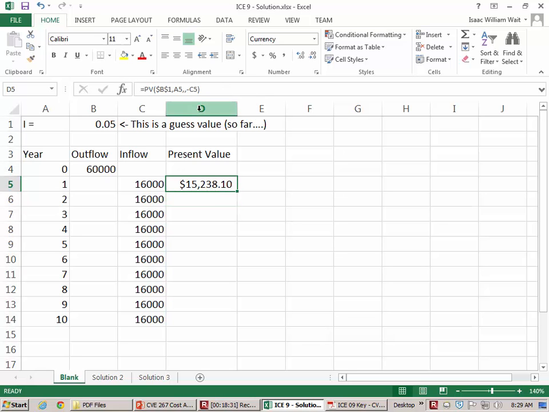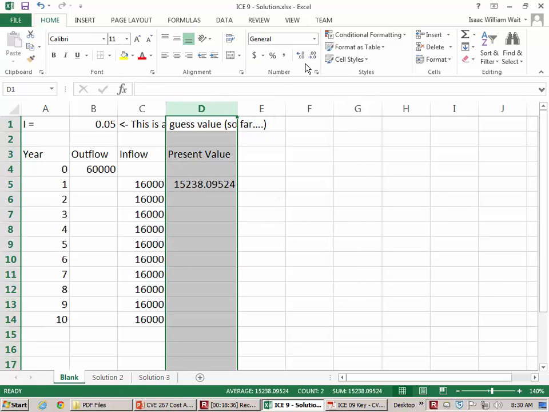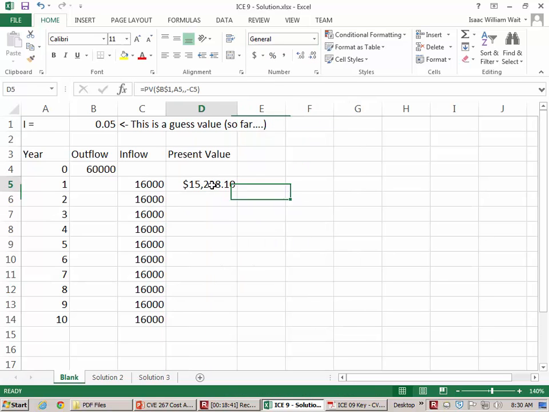I don't want it to put the dollar sign here. I just want general. Now it has too many digits, so let me do currency. I guess dollar sign's fine. All right, so why is it less? It's saying 16,000 in year 1. What does this 15,238 refer to? That's the present value of 16,000 in 1 year. It's worth 15,238 today, if the interest rate is 5%.